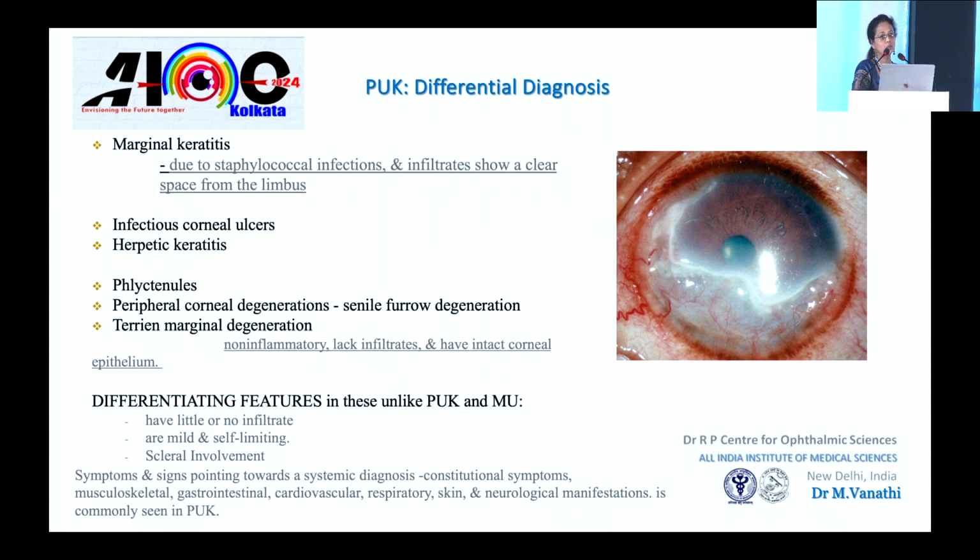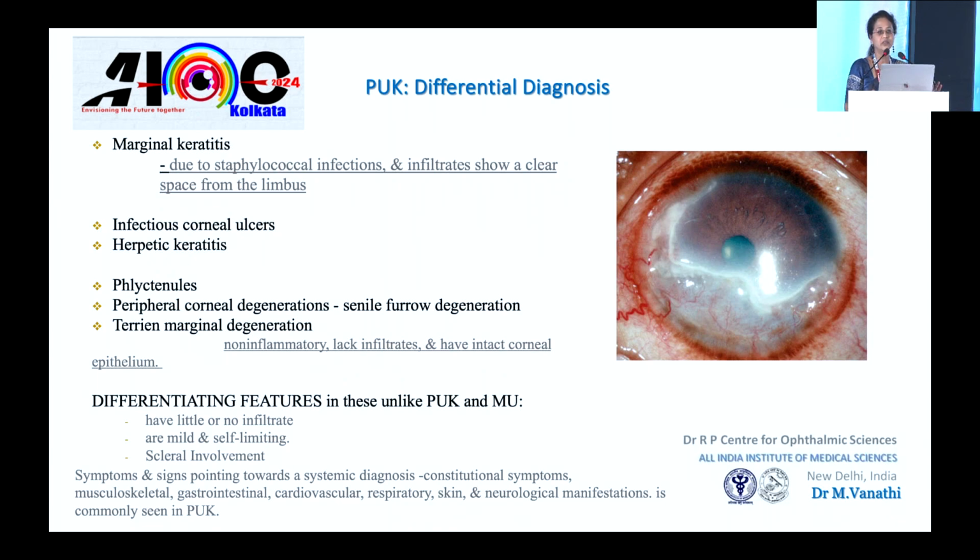Another common scenario would be in the elderly, where you can have peripheral furrow degeneration, senile furrow degeneration, which can mimic peripheral ulcerative keratitis, and Terrien's marginal degeneration. This is a non-inflammatory lesion and will not have infiltrates, and will have associated corneal thinning.